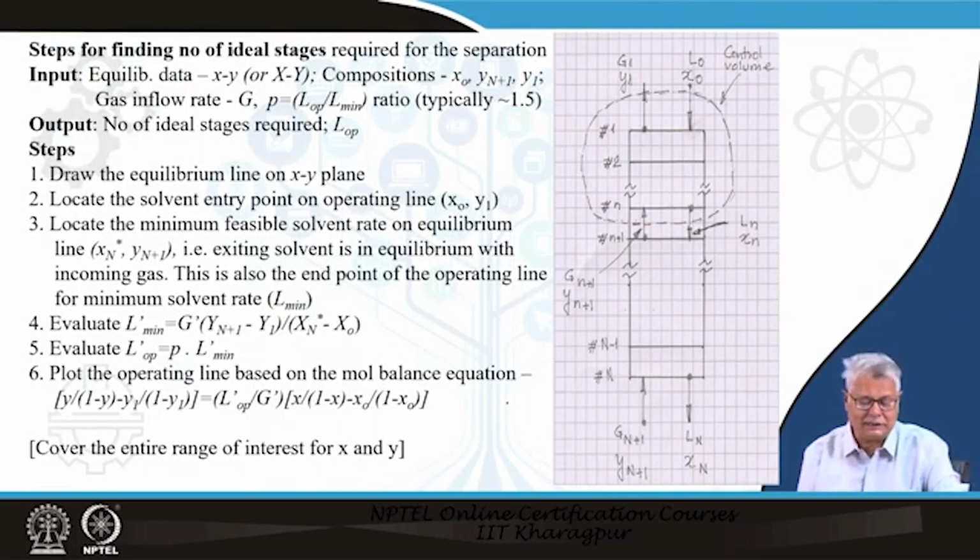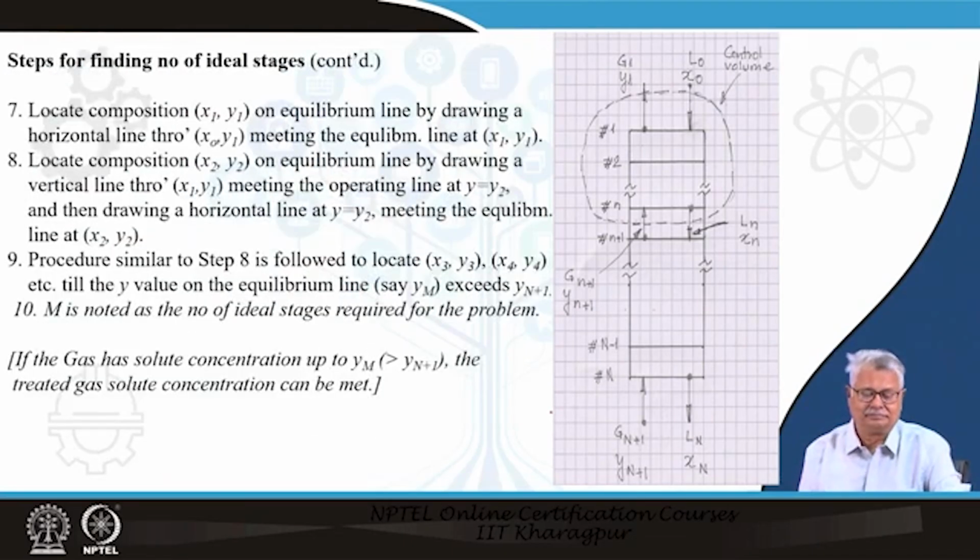Here we have the same thing written as a stepwise set of instructions, which is basically how to plot the operating line, and it has to cover the entire range of interest for x and y. For x, naturally it is x0 to your xn star, and this exactly is the procedure for finding out the number of stages required, which we already have demonstrated.